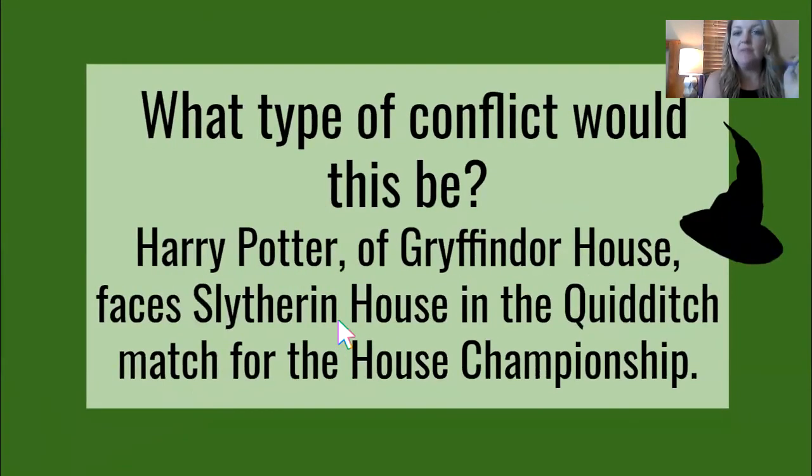Okay, so the type of conflict for this slide, I had one particular type of conflict in mind. So Harry Potter of Gryffindor House faces Slytherin House in the Quidditch match for House Championship. So Gryffindor and Slytherin are 2 different houses at Hogwarts in the Harry Potter books. They're sort of opposing, right? Opposing forces, because one is good and one is more of the dark, they're not as good. It's kind of like good and evil.